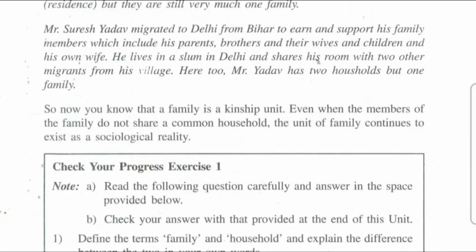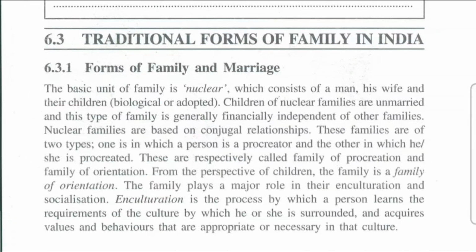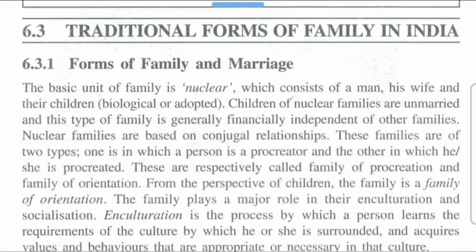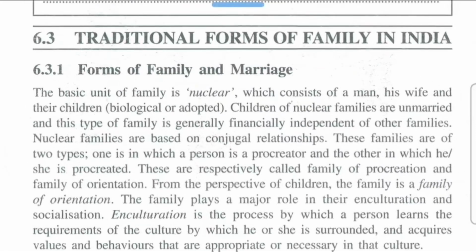Even when the members of the family do not share a common household, the unit of family continues to exist as a sociological reality. 6.3 Traditional forms of family in India. 6.3.1 Forms of family and marriage. The basic unit of family is nuclear, which consists of a man, his wife, and their children, biological or adopted. Children of nuclear families are unmarried, and this type of family is generally financially independent of other families.